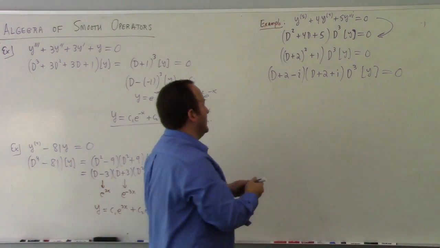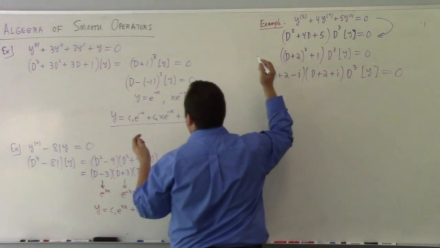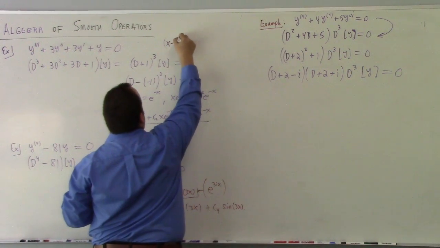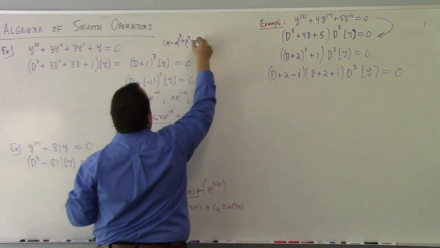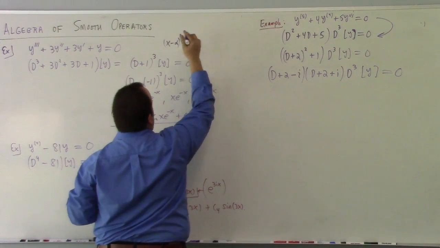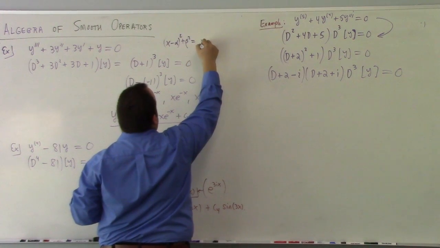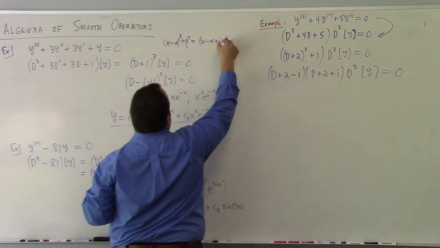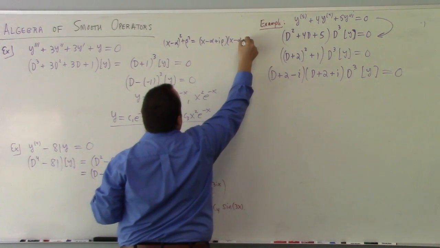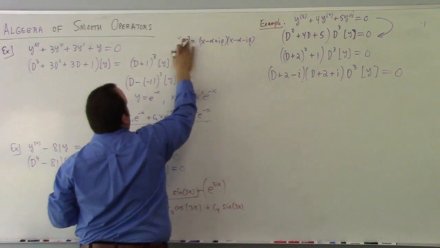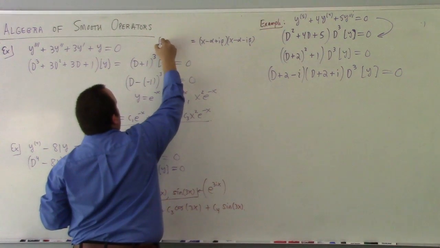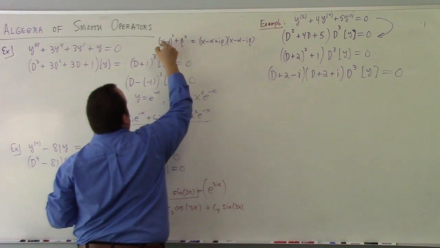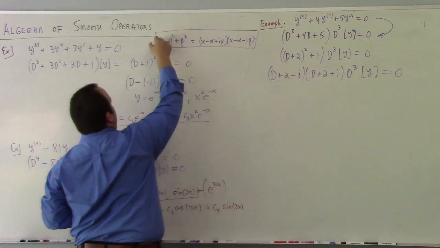Here's a general algebra comment. I need to put it somewhere. I'll put it up here. If I have x minus alpha quantity squared plus beta squared, that's equal to x minus alpha plus i beta times x minus alpha minus i beta. Anytime you complete the square and you have a sum of squares, that means you've got yourself an irreducible quadratic factor. Here's a little fun algebra fact for you.